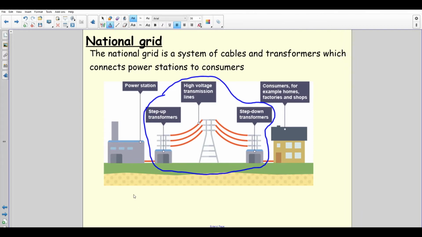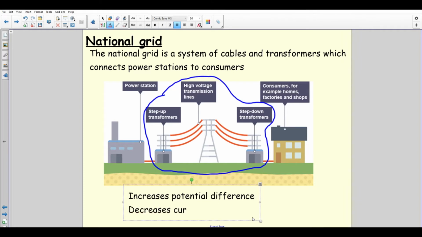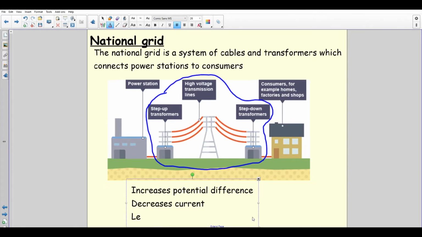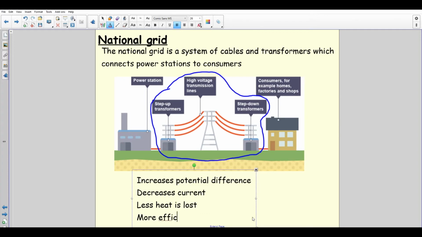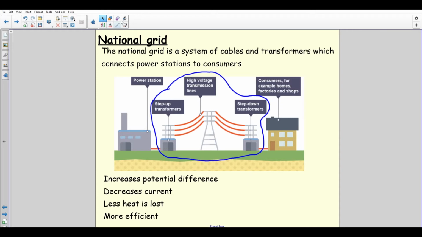So what the step-up transformer does is, okay, make it a bit smaller, it increases the potential difference, which decreases the current. So less heat is lost and it's more efficient. Okay, so that is our step-up transformer. That's what the step-up transformer does.